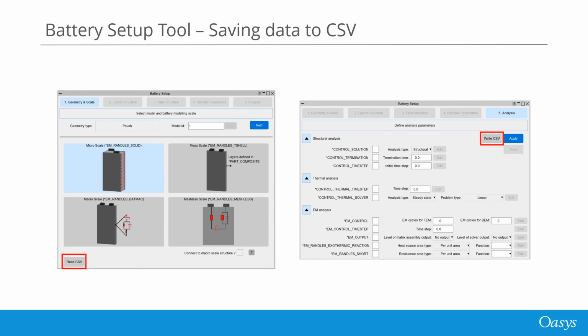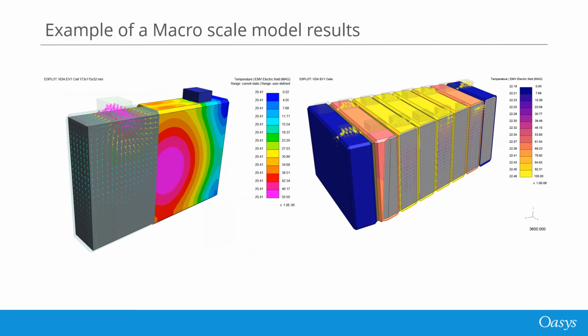The data from all 5 steps can be exported to a CSV file in the Analysis panel and imported back into future sessions in the Geometry and Scale panel. As an example, the shown D3plot results were produced for a simple macro battery model generated by the tool to analyze the discharge thermal response due to internal resistance.